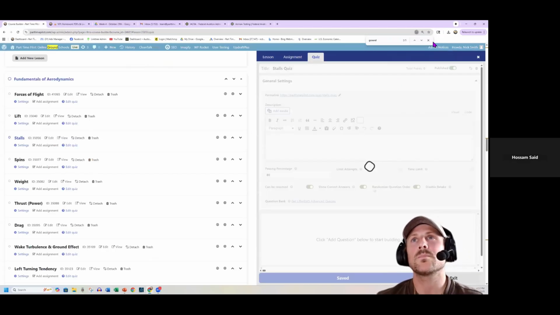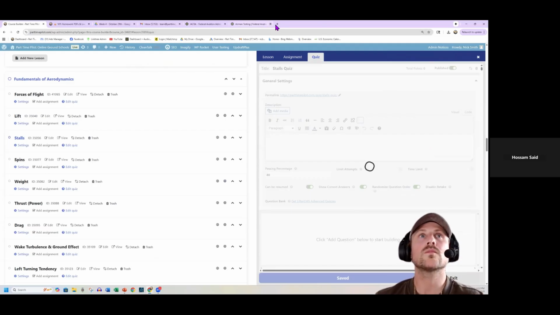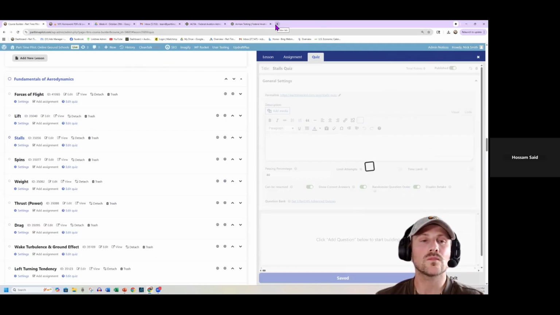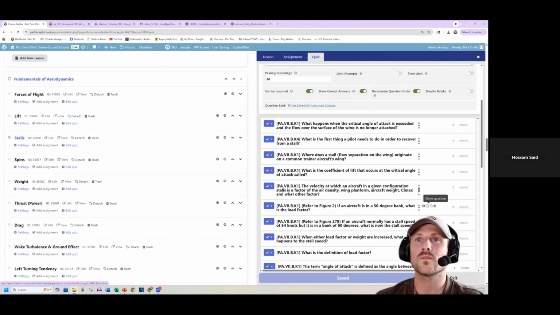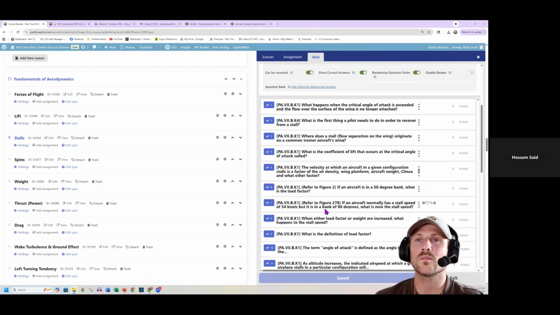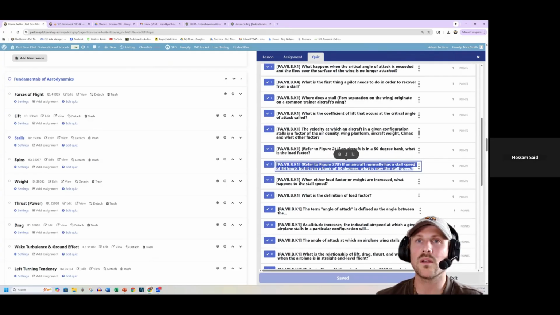So the first question is saying refer to figure 278. If an aircraft normally has a stall speed of 54 knots, but the bank is 60 degrees, what is now the stall speed? This one right here? Yes, this one. Okay.